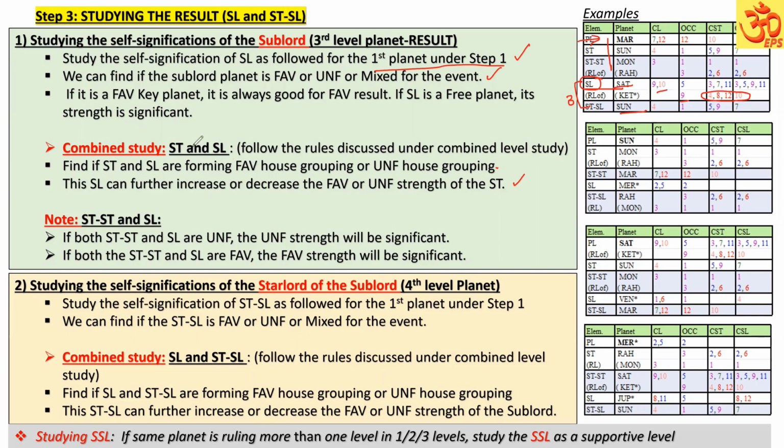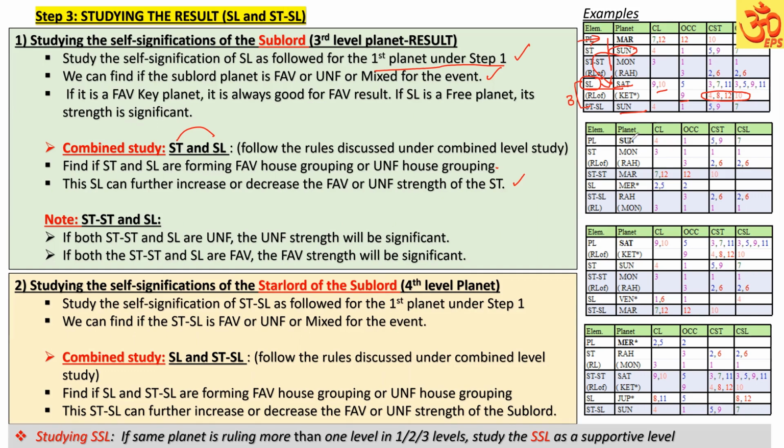Now, starlord and sublord's combined level study. What is the starlord? Starlord is Sun. Look at the starlord significations 4, 1, 5, 1, 9, and 7. Is it further supported by the sublord or not? Yes. 4, 1, 5, 9, 7. And the sublord is favorable. So the starlord is further supported by favorable grouping of houses. So that is good. That way we have to keep it in mind.